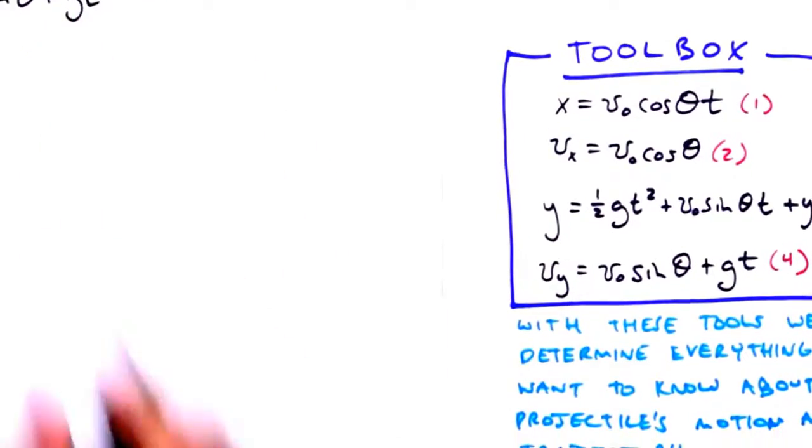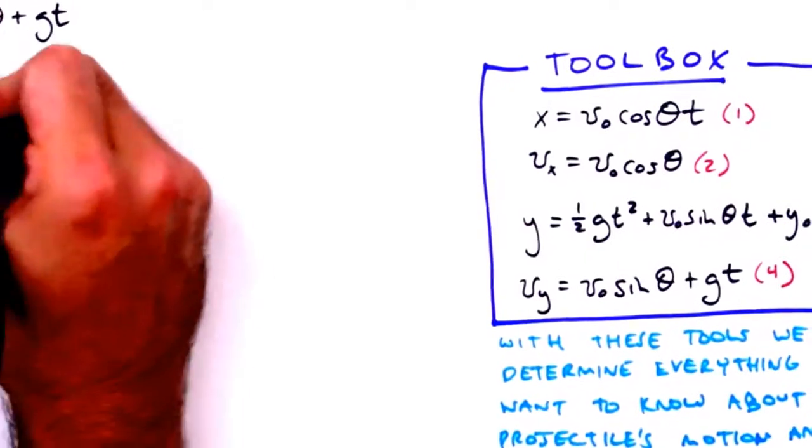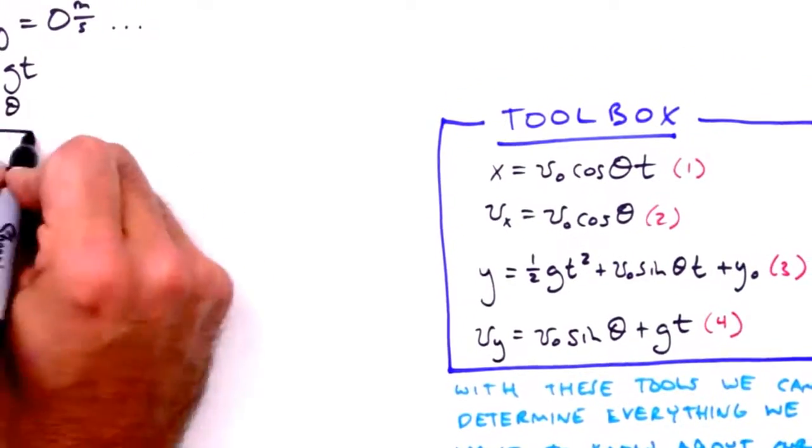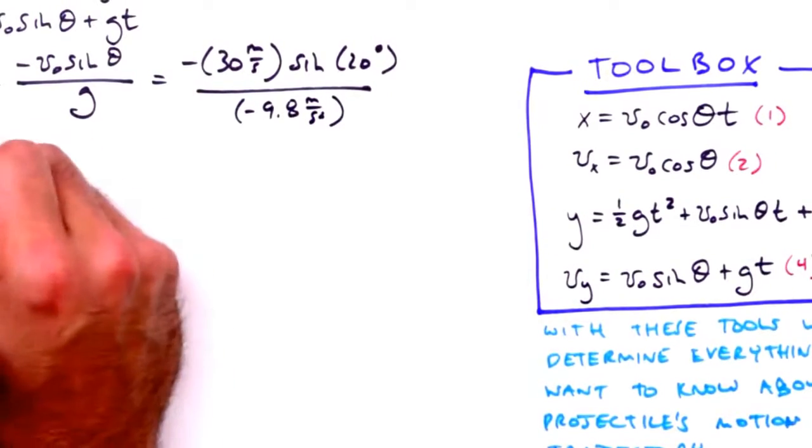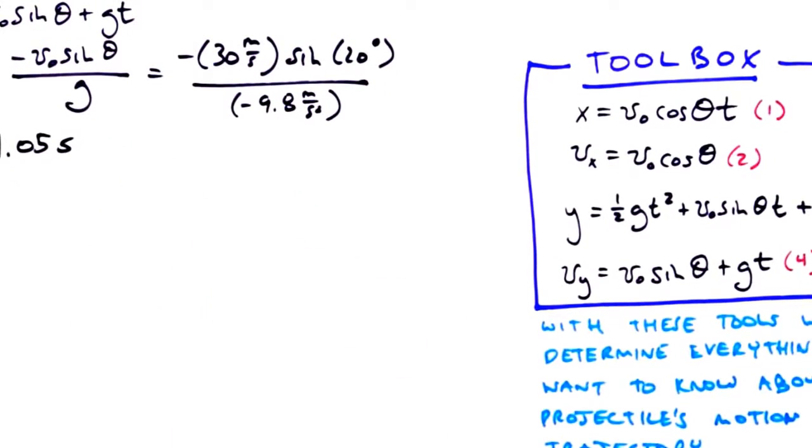Okay, solving equation 4 for time, we get t equals negative v sub o sine theta divided by g. Inserting our values, we find that at 1.05 seconds, our projectile levels out and begins its descent, so to speak.